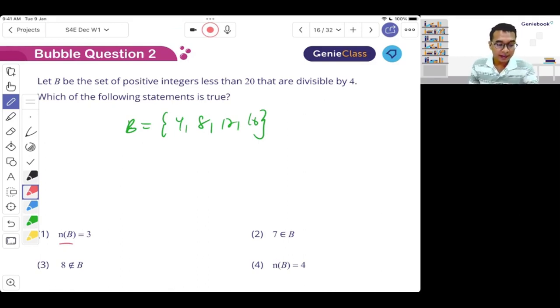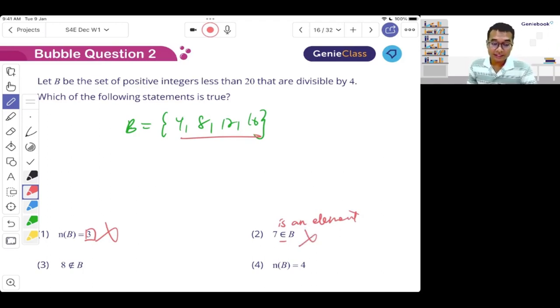Option 1 states that the number of elements in set B is 3. So we know that to be wrong because there are 4. So immediately this is out. Option 2 states that 7 is an element of set B. Is that true? No. There's only 4, 8, 12, and 16. So option 2 is also wrong.